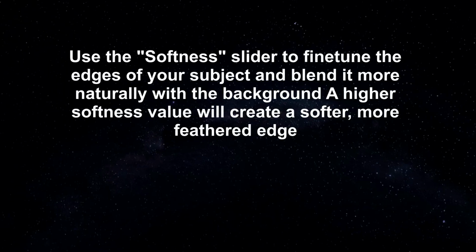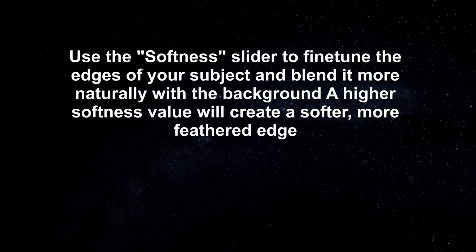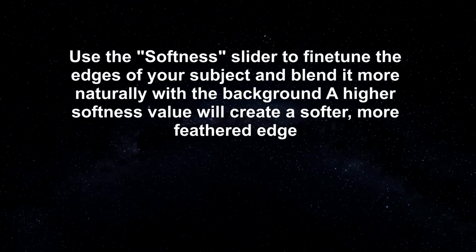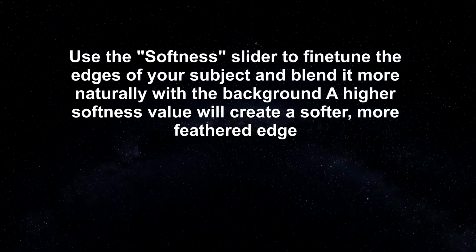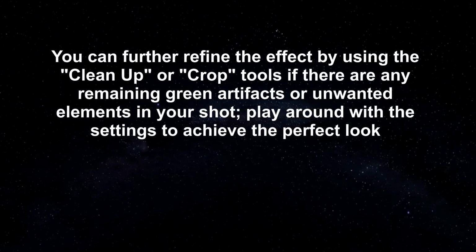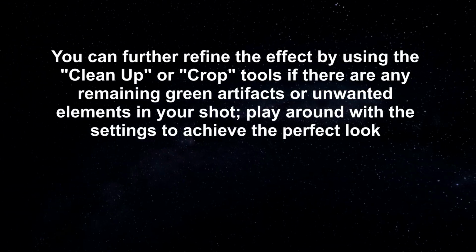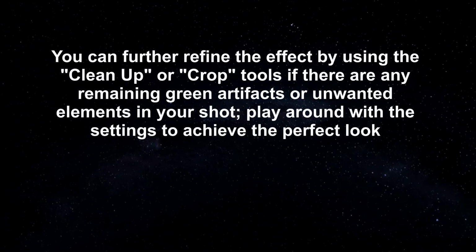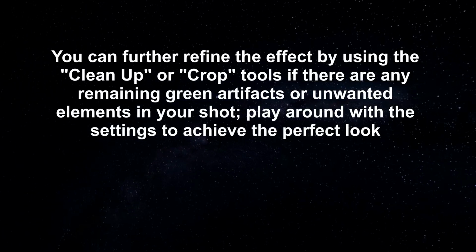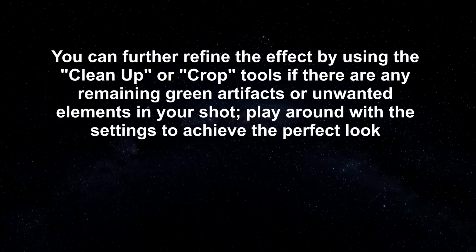Use the Softness slider to fine-tune the edges of your subject and blend it more naturally with the background. A higher softness value will create a softer, more feathered edge. You can further refine the effect by using the cleanup or crop tools if there are any remaining green artifacts or unwanted elements in your shot. Play around with the settings to achieve the perfect look.